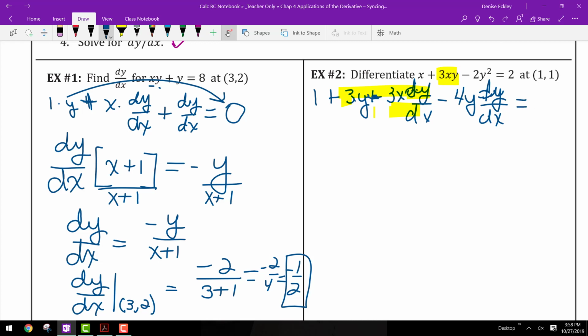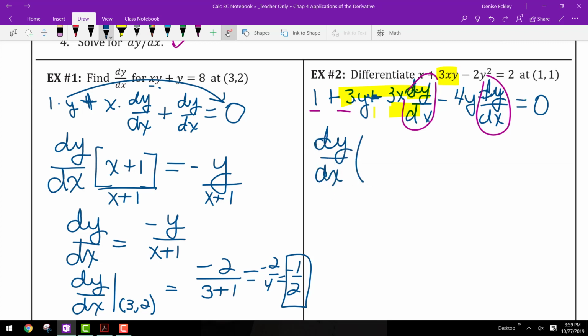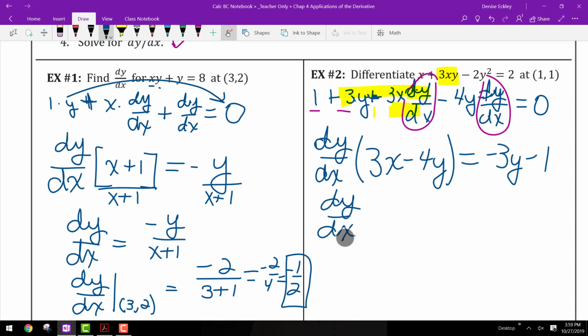And then, of course, that's going to equal 0. Okay, so taking the terms on the other side that do not have a dy dx, which are these two, and factoring out the dy dx here, my next step is going to give me dy dx times the quantity 3x minus 4y, and that's going to equal negative 3y minus 1 when I take the other two terms over. So dy dx is going to equal negative 3y minus 1 over 3x minus 4y.